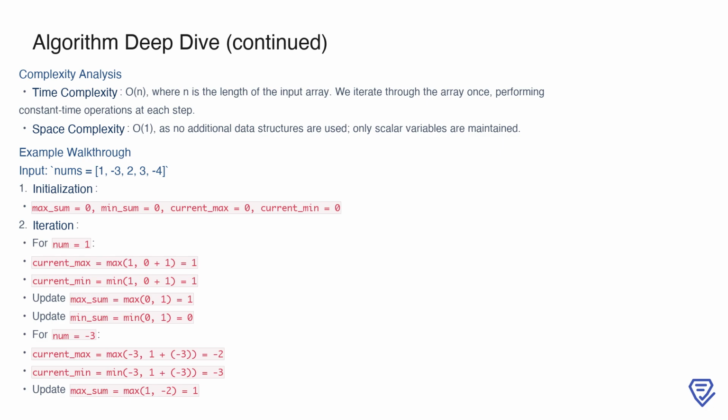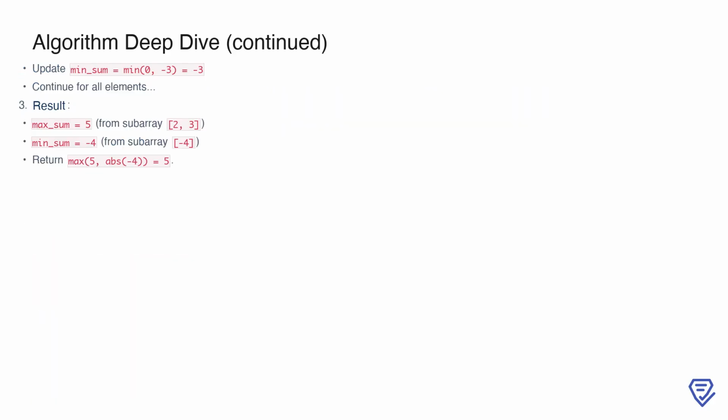Next, for the second element, -3, we calculate current_max as the maximum of -3 and 1 plus -3, which is -2. For current_min, we take the minimum of -3 and 1 plus -3, resulting in -3. We then update max_sum to the maximum of 1 and -2, which remains 1, and min_sum to the minimum of 0 and -3, which becomes -3. Continuing through the array, we repeat these steps for each element.